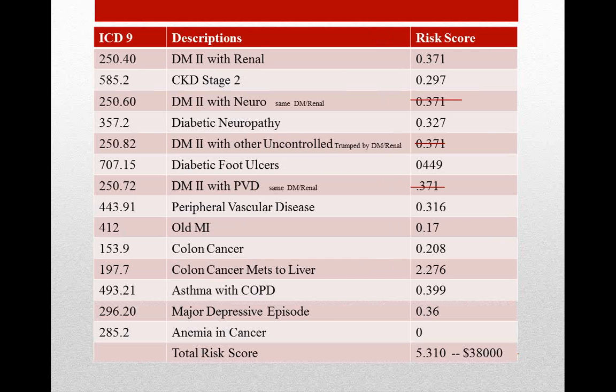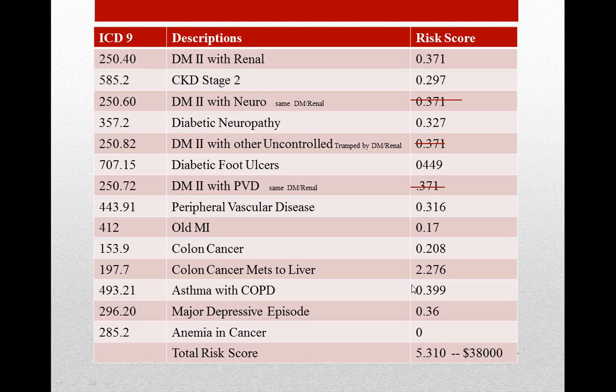But during the year, we coded all of these stages. We're going to see that risk score dramatically change. You'll notice we've got diabetes with renal complications, and then the manifestation is right after. We're getting credit for both of those. Because renal trumps all of these, we still code the diabetic neuro, but we get credit for the diabetic neuropathy. We code the diabetes with other uncontrolled, but it's, again, trumped by the renal, but we get credit for the foot ulcers. We get credit for peripheral vascular disease. We now get credit for the old MI. Colon cancer stays the same, but we added the mets, and we got 2.276 because we had metastatic disease.